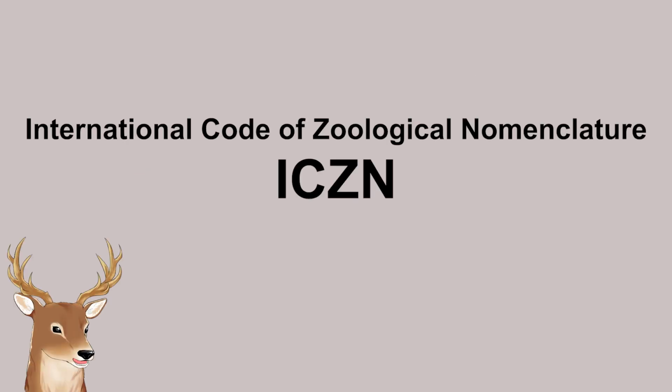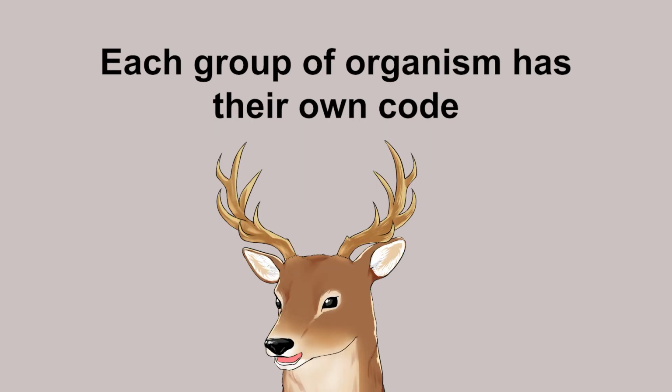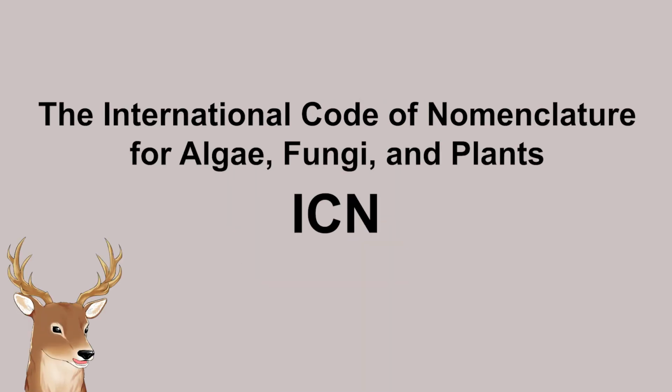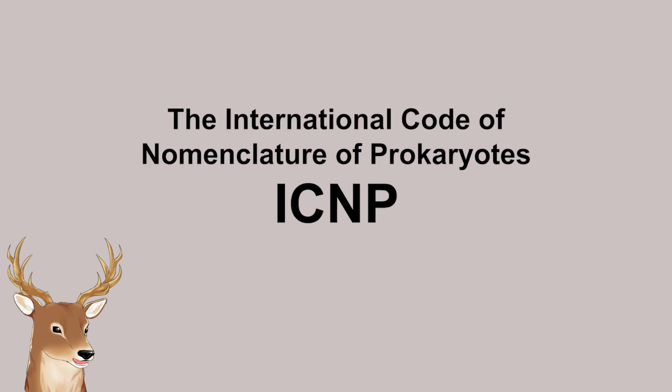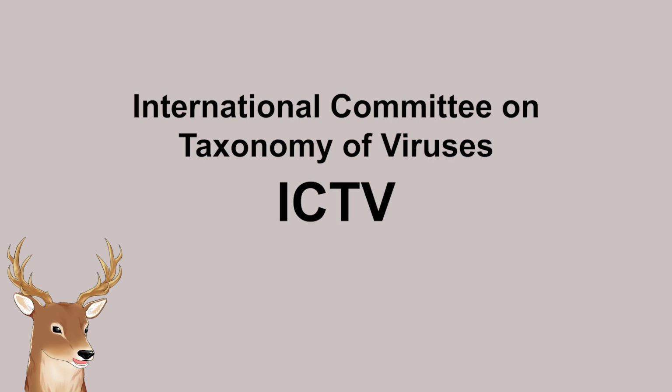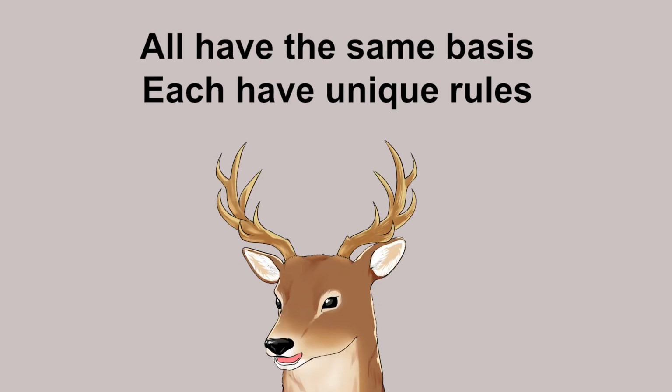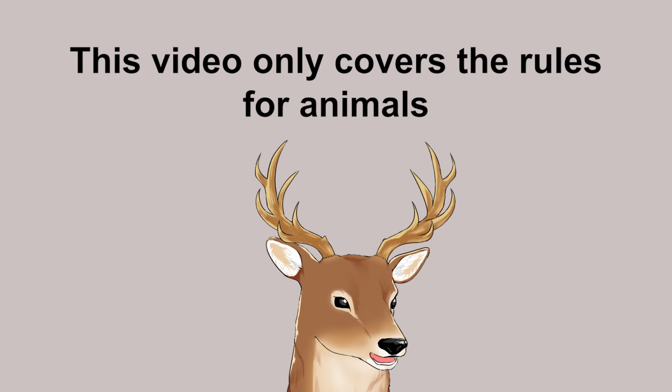So, all of these naming rules are regulated by the International Code of Zoological Nomenclature, in short, ICZN. Oh, and other groups of organisms are regulated by different codes. For example, algae, fungi, and plants are regulated by ICN. Prokaryotes are regulated by ICNP, and viruses are regulated by ICTV. Each has the same basic, which is the linear binomial nomenclature, but each with their own twist. Oh, by the way, for this video, I'm only gonna talk about zoology.